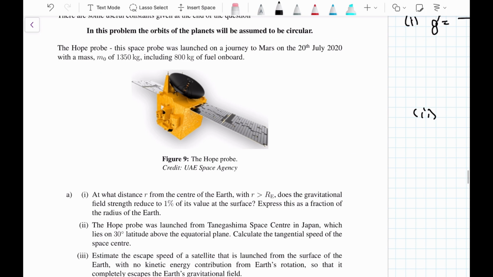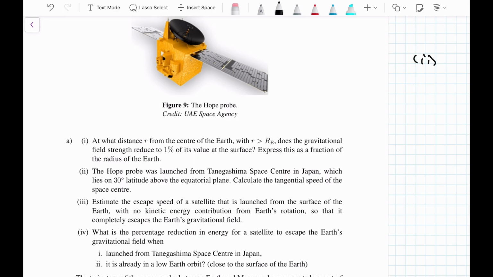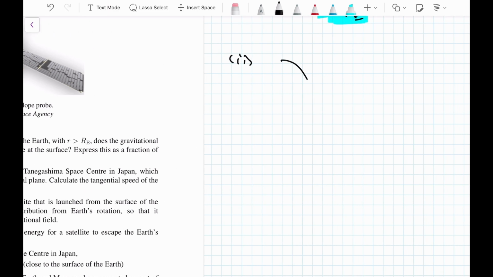The second part asks, the probe was launched from Tanegashima Space Center in Japan, which lies on the 30-degree latitude above the equatorial plane. Calculate the tangential speed of the space center. So let's say this is the Earth, and this is the equator, and 30 degrees somewhere over here. We can calculate the radius of this orbit first, and then multiply it by the angular velocity.